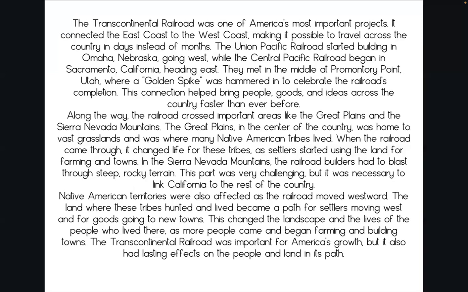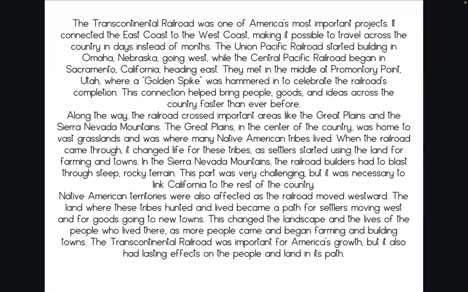When the railroad came through, it changed life for these tribes, as settlers started using the land for farming and towns. In the Sierra Nevada mountains, the railroad builders had to blast through steep, rocky terrain. This part was very challenging, but it was necessary to link California to the rest of the country. Native American territories were also affected as the railroad moved westward. The land where these tribes hunted and lived became a path for settlers moving west and for goods going to new towns. This changed the landscape and the lives of the people who lived there. As more people came and began farming and building towns, the Transcontinental Railroad was important for America's growth, but it also had lasting effects on the people and land in its path.